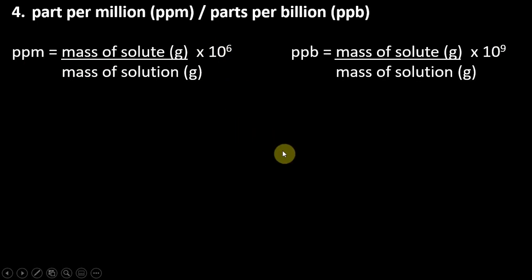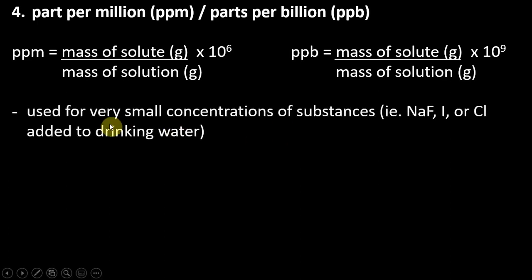But for some reason, students find parts per million, parts per billion really confusing. Don't know why. All right, use this stuff for really, really small concentrations. So if you had like 0.00027 percent, why use such a small number? Why not go to parts per million or parts per billion, right?